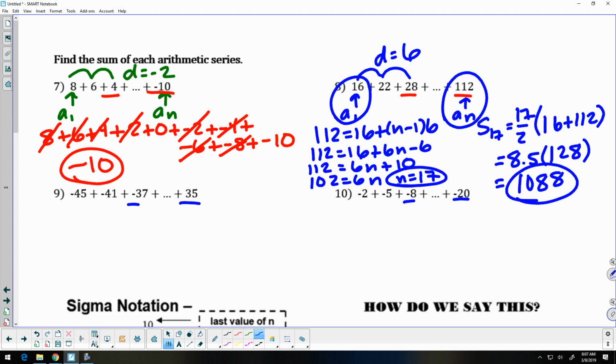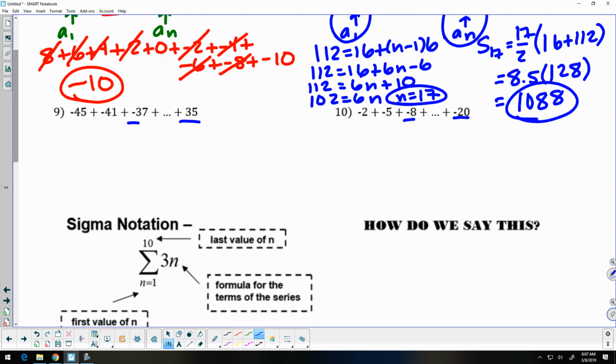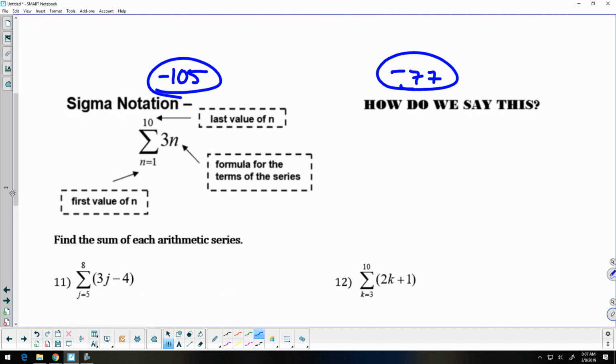All right, I want to get down to sigma notation, though. So these last problems, I'm going to skip those two. I'll write down the final sum, so if you want to practice these on your own, the final sum for this one, you should get negative 105. And the final sum for this one should be negative 77. Okay, but getting down to sigma notation, because this is the newer stuff. Something you definitely have never seen before.